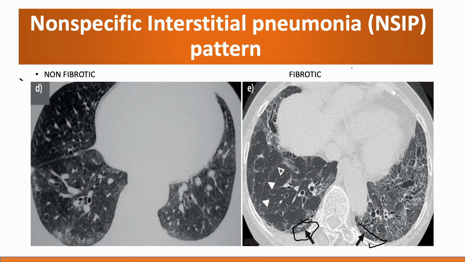So NSIP, classically subpleural sparing instead of the rows of honeycombing that we see in a typical UIP. We don't see that here, and we see ground glass opacity as well. You may see fibrosis in the fibrotic subtype, you may not see it in the non-fibrotic subtype.